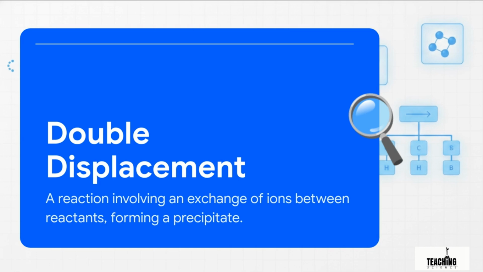A perfect textbook example of this is mixing sodium sulfate with barium chloride. When these two totally clear solutions mix, they instantly swap ions and form this white, chalky, insoluble solid called barium sulfate that just settles right at the bottom of the test tube. By the way, any reaction that produces an insoluble solid like that is also known as a precipitation reaction.